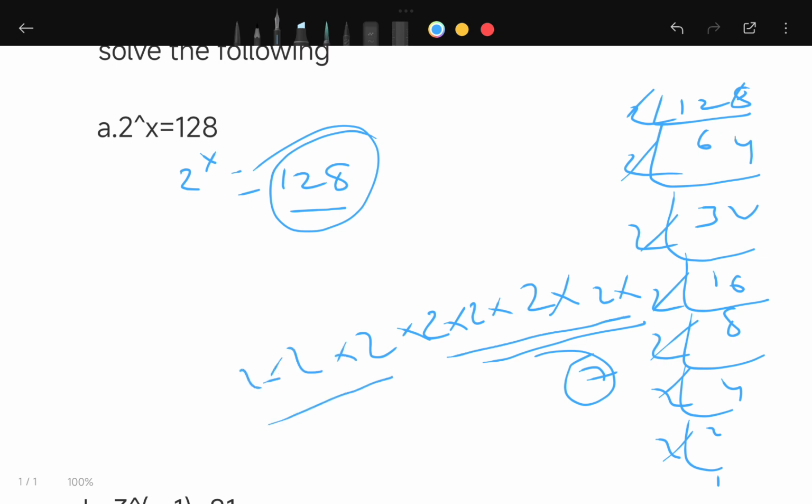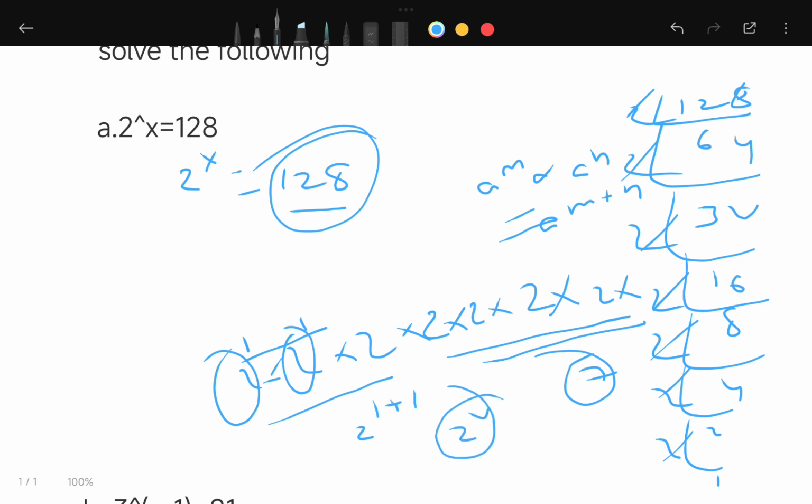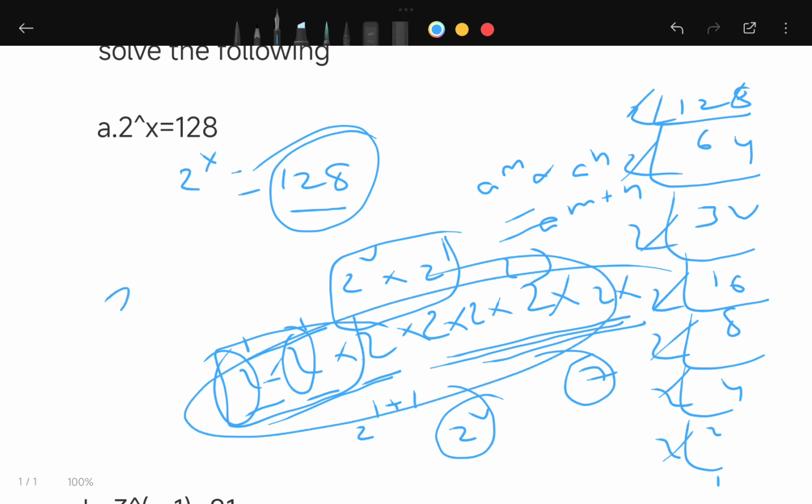As I have mentioned before, a power m into a power n equals a power m plus n, right? So let us consider this as a. Power is 1 here. 2 power 1 into 2 power 1 becomes 2 power 1 plus 1, which is 2 square. Similarly, again 2 square into 2 power 1 becomes 2 cube. If you notice, the power becomes the number of occurrences of 2. So here the occurrences are 7, so the final value becomes 2 power 7.